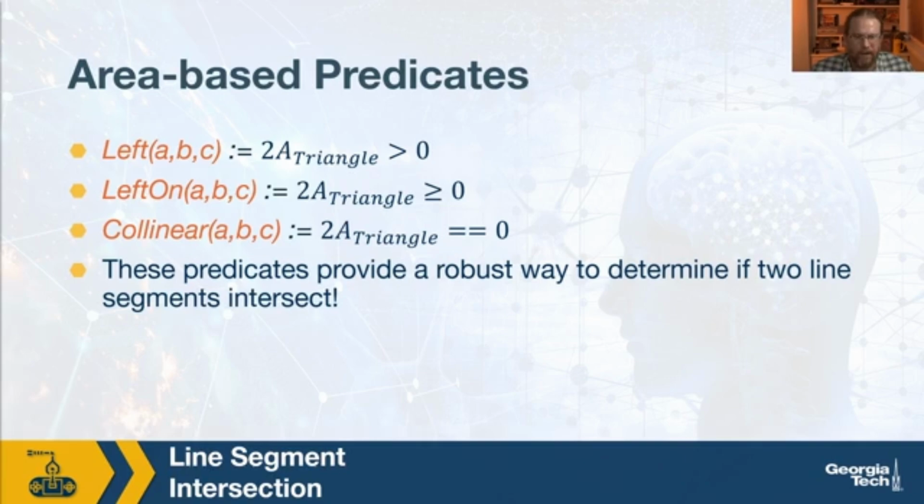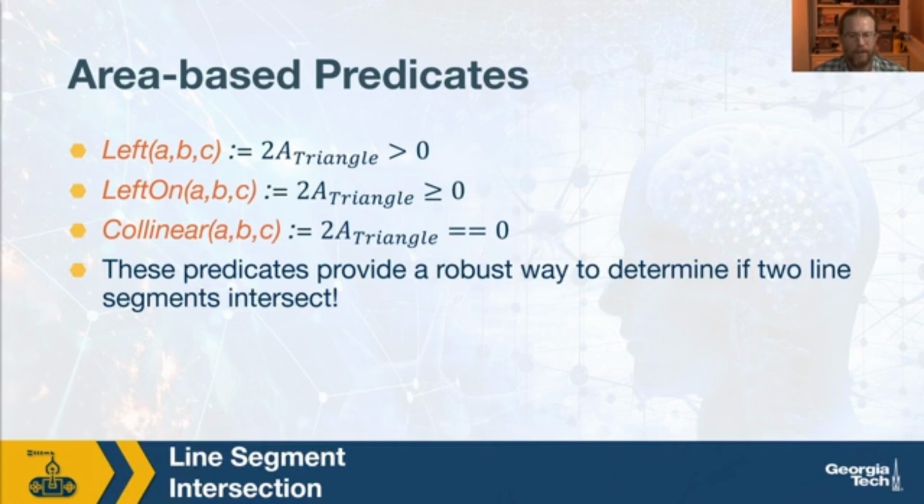We can also have a variant called left on. Rather than testing greater than 0, we could test greater than or equal to 0. This would include the possibility that there's no area to the triangle, which would mean it's degenerate or perfectly flat. And furthermore, we could test for just equality with 0, and that would be a collinearity test. So A, B, and C are all in a perfect line together.